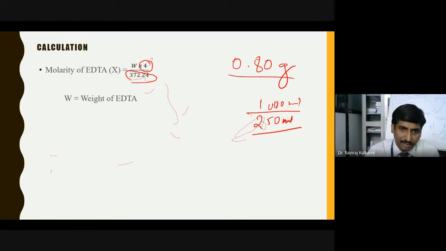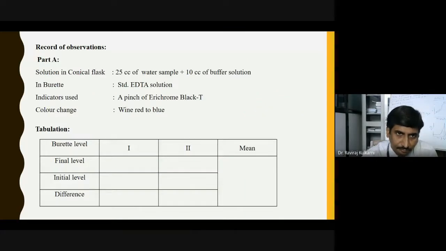Whatever value you get, write it down in your manual. I have already given you the manual; you can download it, take a printout and write there itself. I'll tell you how to write the journal in the next lab, not today. So record the observations. I'll give some burette levels so that you can calculate.